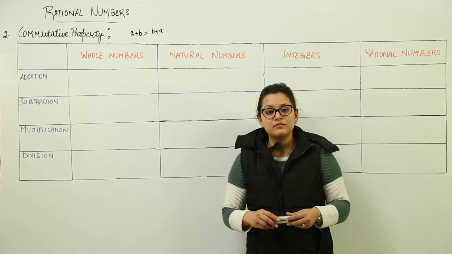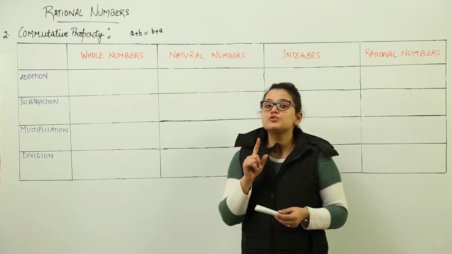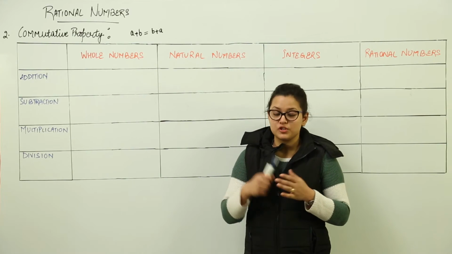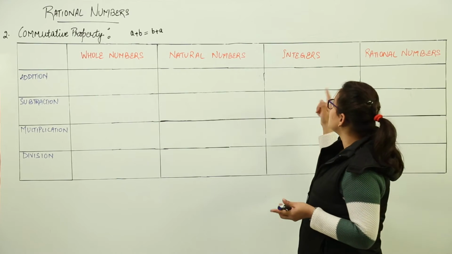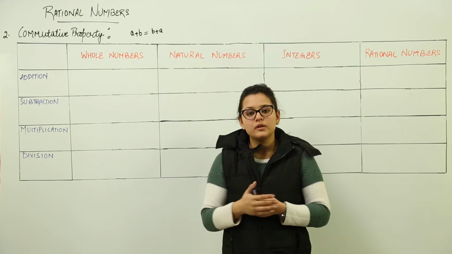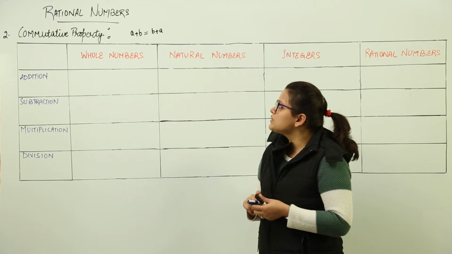The first property that we did for rational numbers was closure property. We did addition, subtraction, multiplication and division for whole numbers, natural numbers, integers and rational numbers. So now we will be doing the next property of rational numbers, that is commutative property.